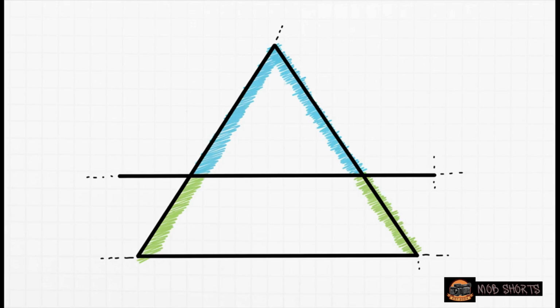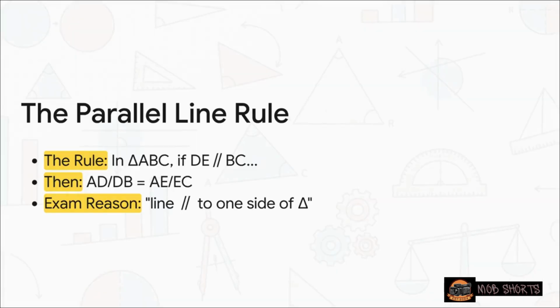The concept is actually kind of beautiful in its simplicity. If you take any triangle at all, and you draw a line inside it that's parallel to one of the sides, that new line will automatically chop the other two sides into pieces that are in the exact same proportion. So here's how you use it. The moment you see that line DE is parallel to BC, bam! You can immediately state that the ratio of the parts on one side, AD to DB, is exactly equal to the ratio of the parts on the other side, AE to EC. And for your exam, the reason is simple and direct: line parallel to one side of triangle. That's it. That's your first tool ready to go.